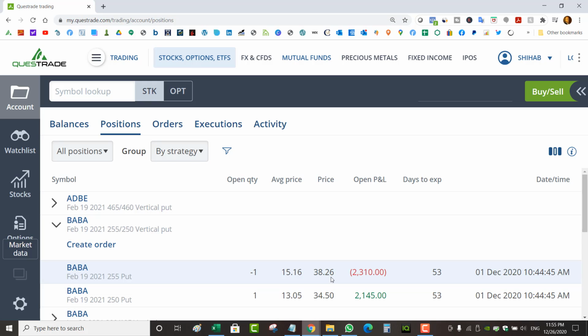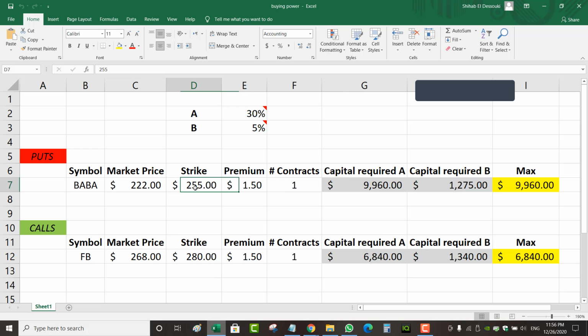So now I'm still open. I'm still in the trade, but I'm in a much safer position. I've got a 170 strike for March. And as long as BABA stays above 170 by March, then I can scratch the trade. No loss, no profit.